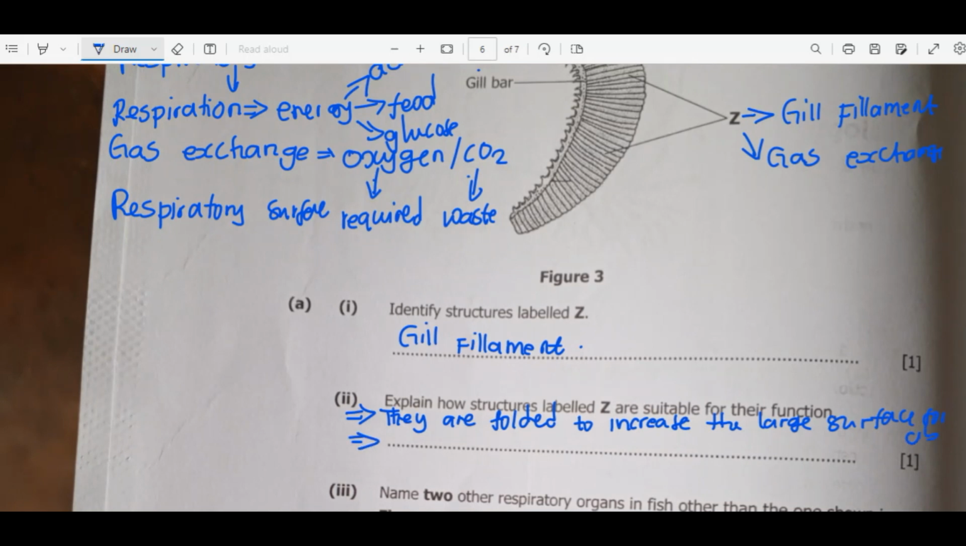Then the second one, presence of lamella, gill lamella, for gaseous exchange also. And if you look at the adaptations or the features, there are so many. Sometimes you can also look at the blood vessels. The gill filaments or gills in general are supplied with a lot of blood capillaries to increase the large surface area for gaseous exchange. So you can also give information like this.